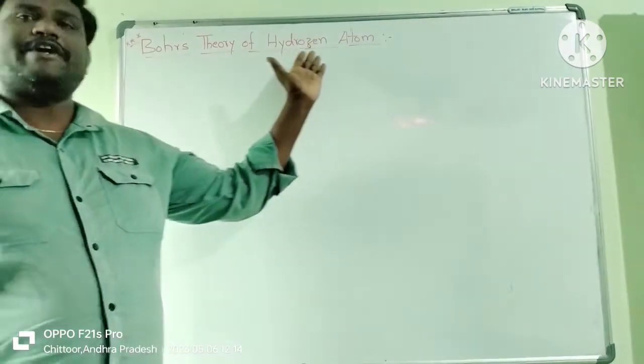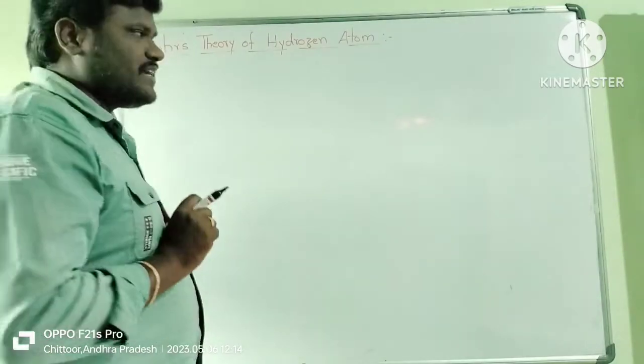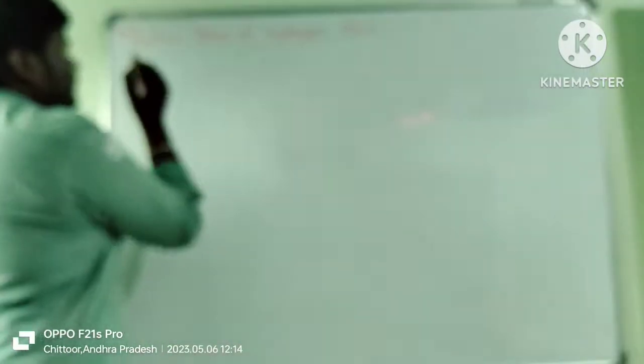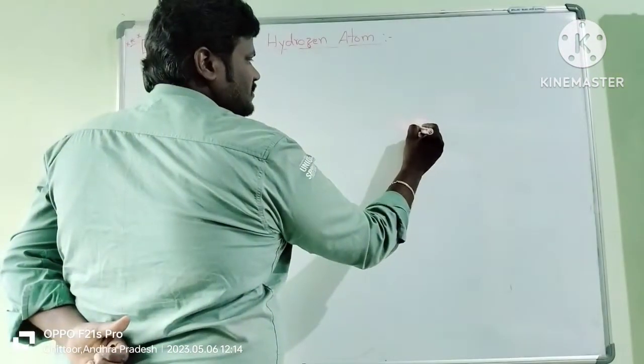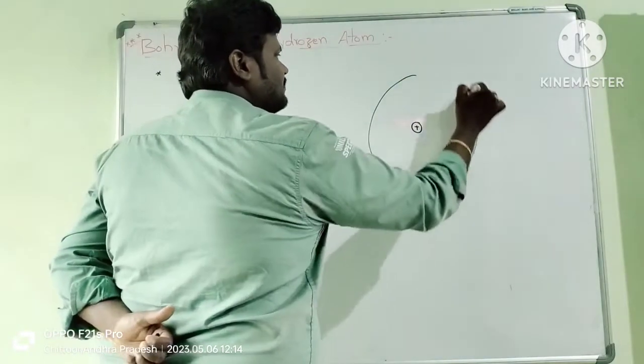Bohr's theory of hydrogen atom. So the Bohr's theory of hydrogen atom predicts the four postulates. The first one is, in an atom there is a nucleus in the middle, and this is the atom.